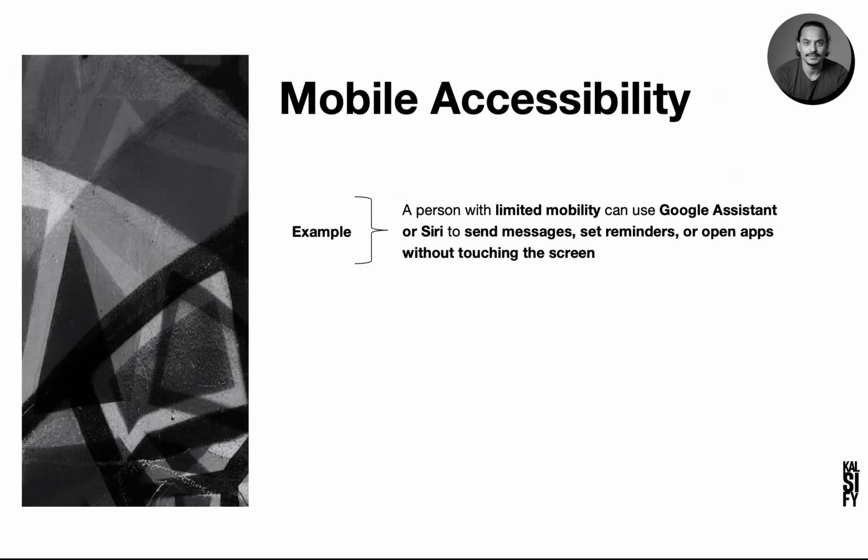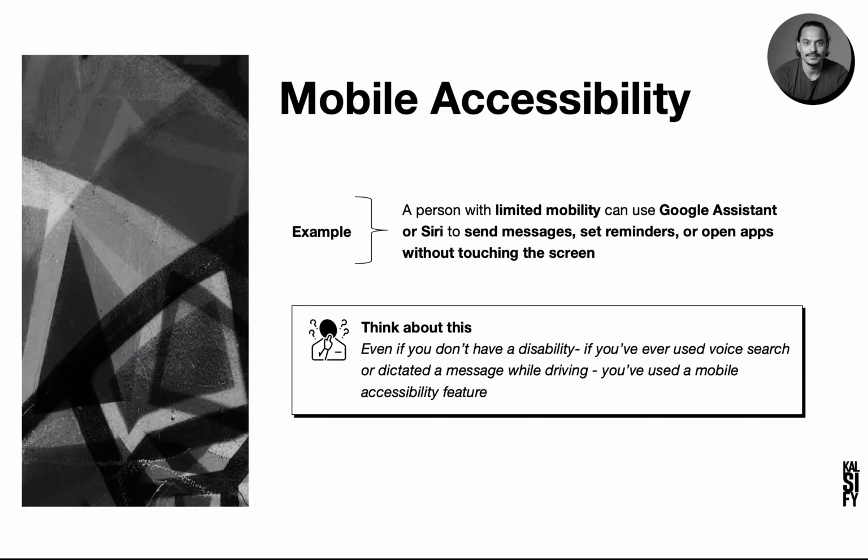Let's understand this with an example. A person with limited mobility can use Google Assistant or Siri to send messages, set reminders, or open apps without touching the screen. Think about this. Even if you don't have a disability, have you ever used voice search or dictated a text message while driving? That's mobile accessibility in action.